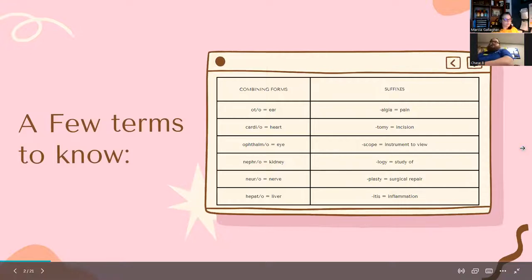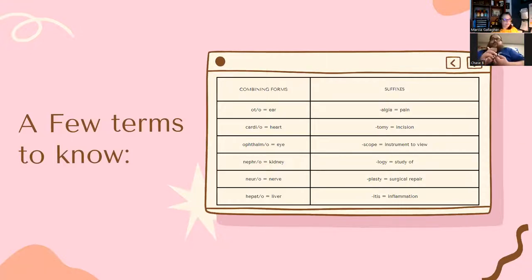Like the combining form auto means ear, cardi or cardio is heart, ophthalmology is the eye. Nephro is the kidney. Neuro is the nerves. And hepat is the liver. So I know I'm just reading through these, but that's the only way that we're going to start getting to know them. You guys need to memorize them. They are going to be on the test. Maybe not all of them, but some of them.